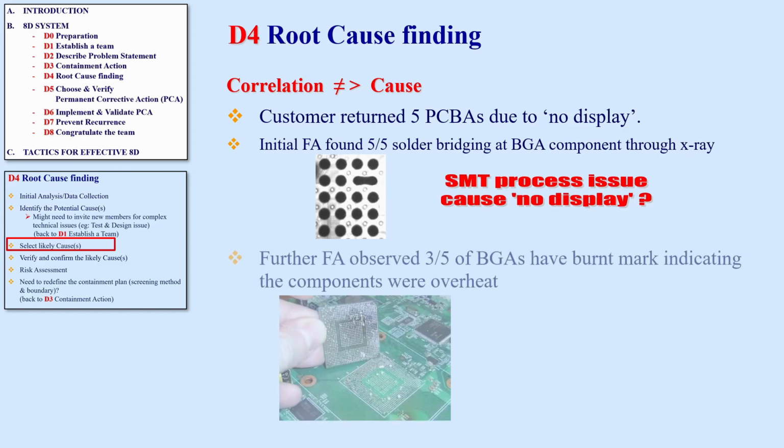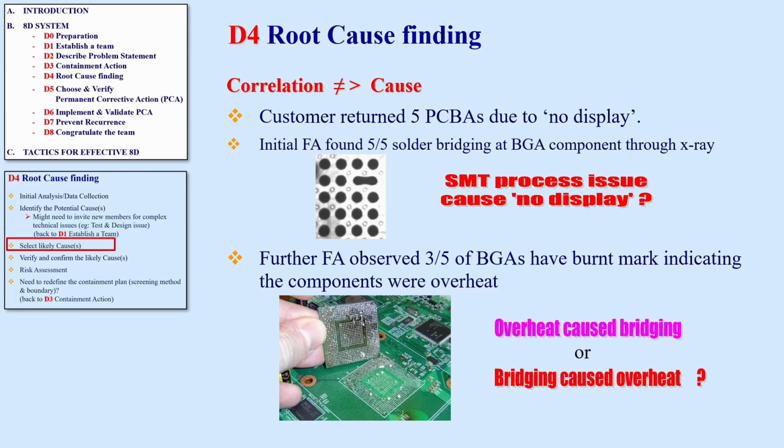Further failure analysis observed 3 out of 5 BGAs have burnt marks, indicating the components were overheated. So, a question to ourselves: did overheating cause bridging, or did bridging cause overheating? For this case, maybe it is true that the SMT process issue is the root cause which led to the no display issue.